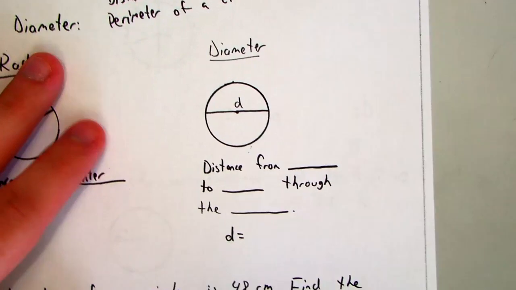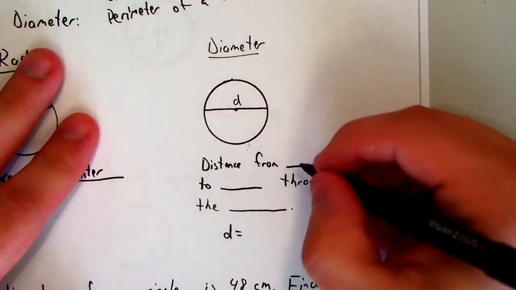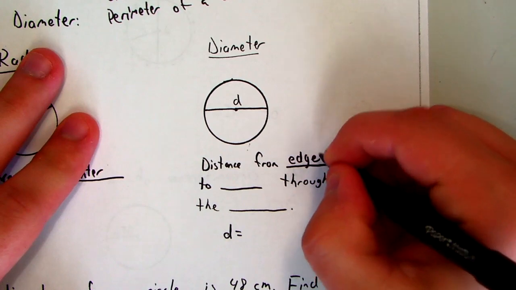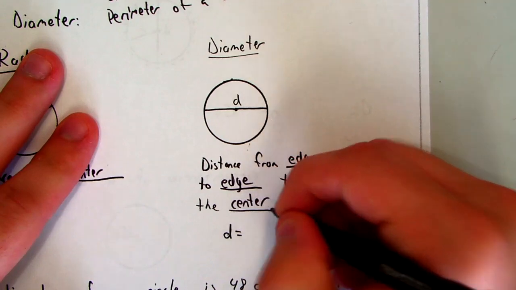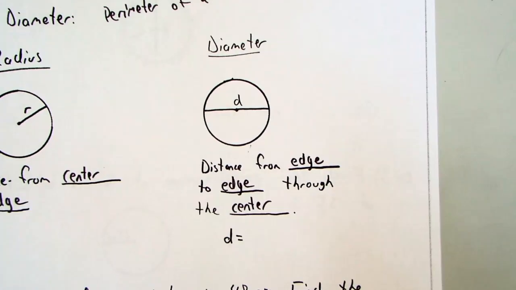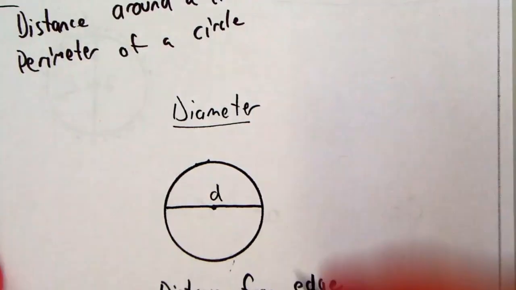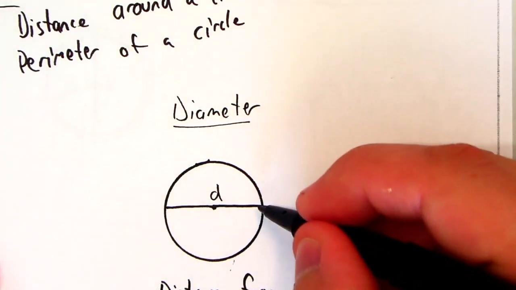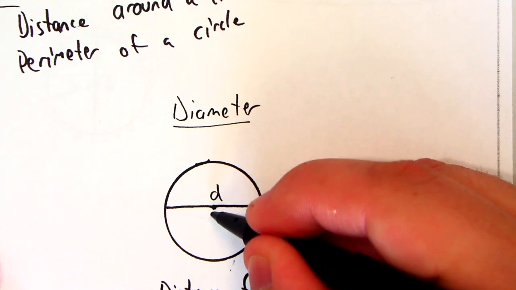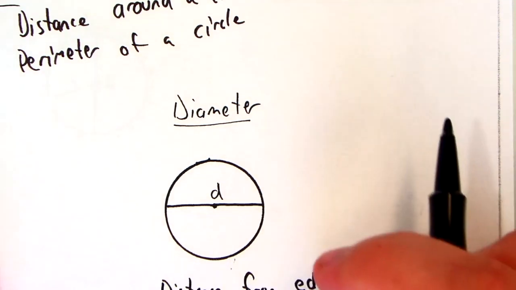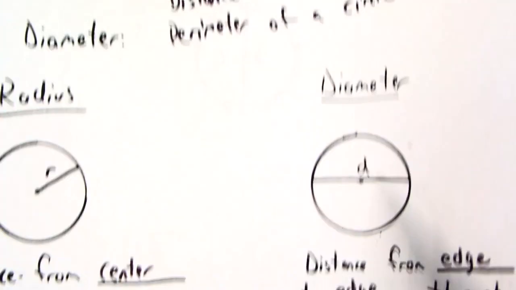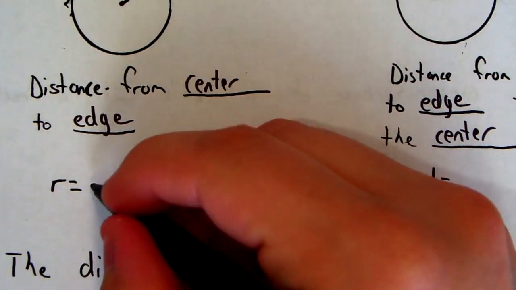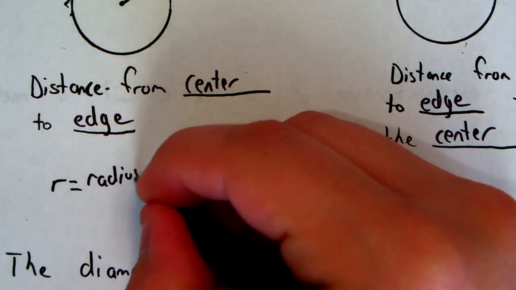Diameter is very similar, but it goes from edge to edge through the center. Notice how the diameter here stretches all the way across the circle, going through the center of the circle. So it's very similar to the radius. In fact, if we know one of these two, either the radius or the diameter, we can find the other one. R is how we represent radius. D is how we represent diameter.